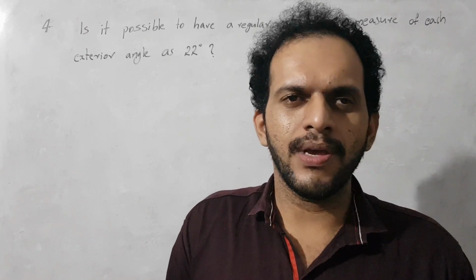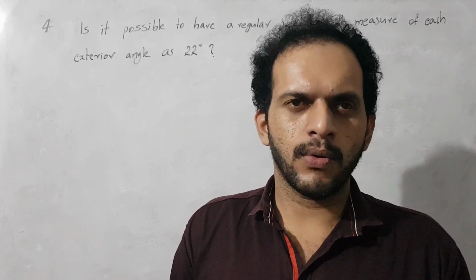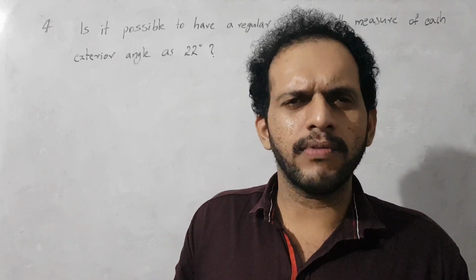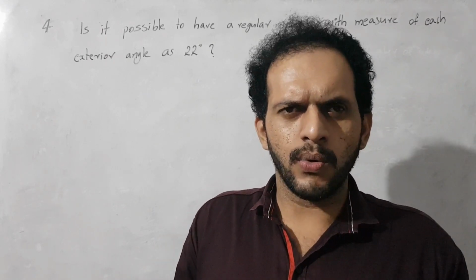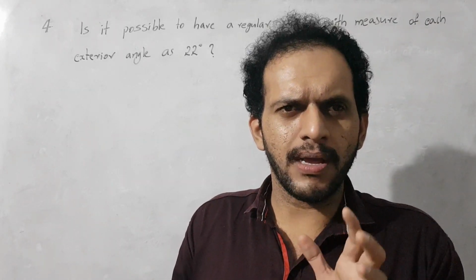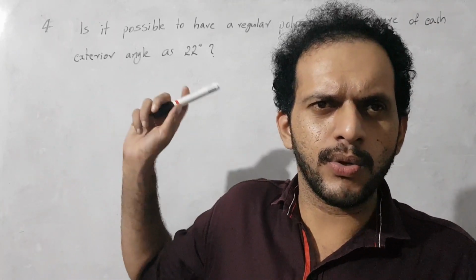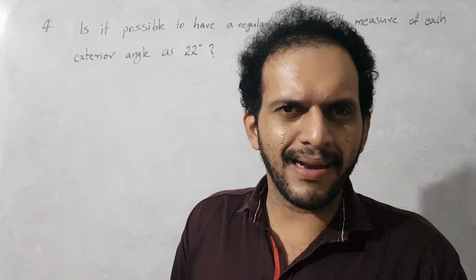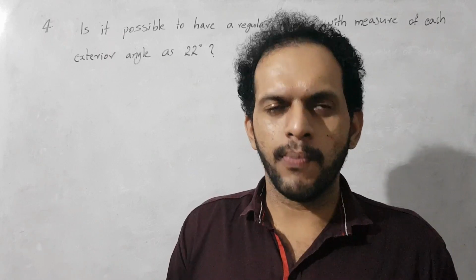Okay, then how do we find out this answer? The question is, just change the idea of the first one. Here also, is it possible to construct a regular polygon with exterior angle measurement equal to 22 degrees? Then you must get the number of sides of the polygon.